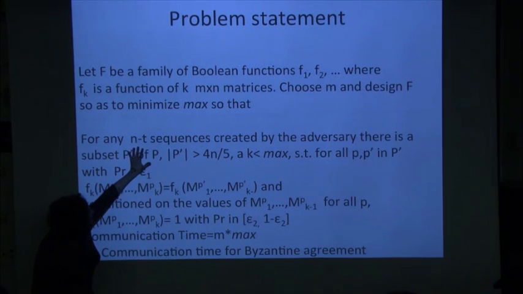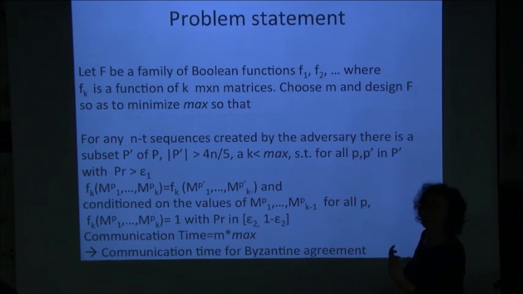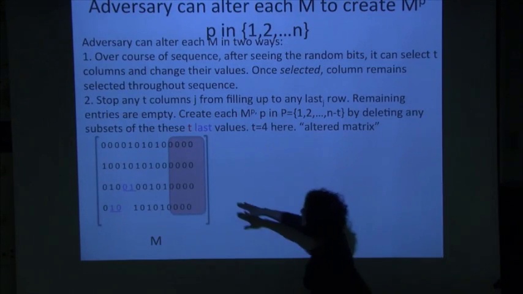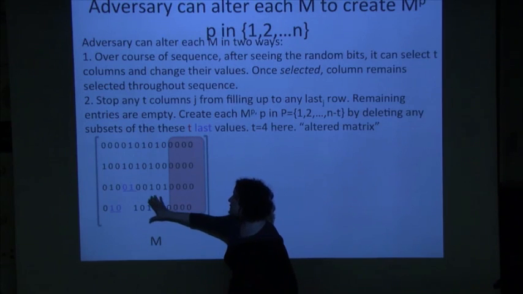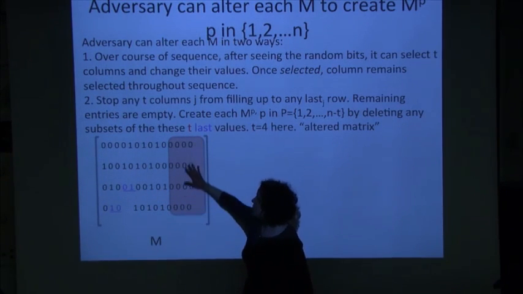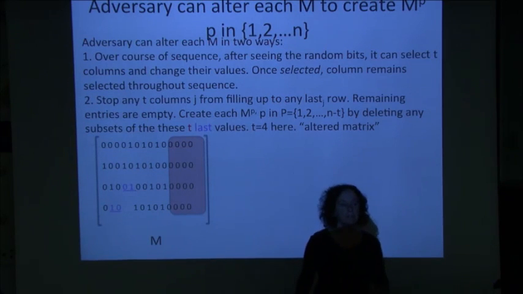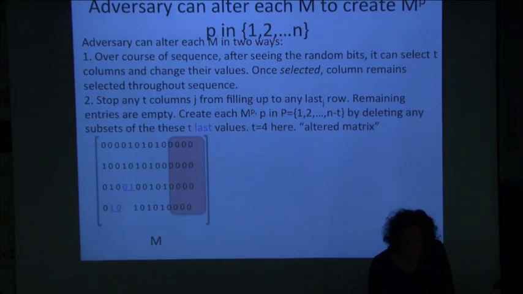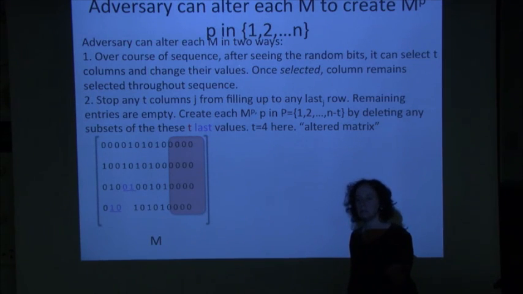For any n minus t sequences created by the adversary, the adversary will take each matrix and alter it in the ways that I described. So the adversary can make n minus t streams by altering the matrix in the way that I described. In other words, this stuff has to be the same. What it can alter is the subset of this. Now this can overlap this. These columns can overlap these columns. They could be the same, but they could also be different. The adversary can pick a different subset for each stream. I'm using stream to mean sequence of matrices.